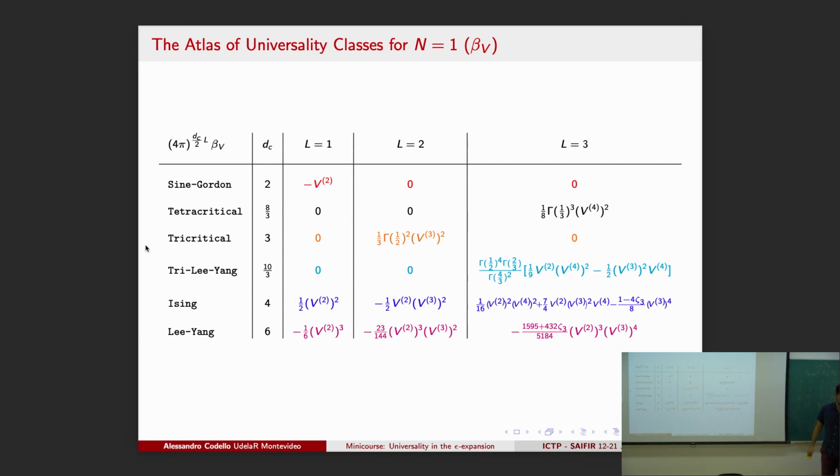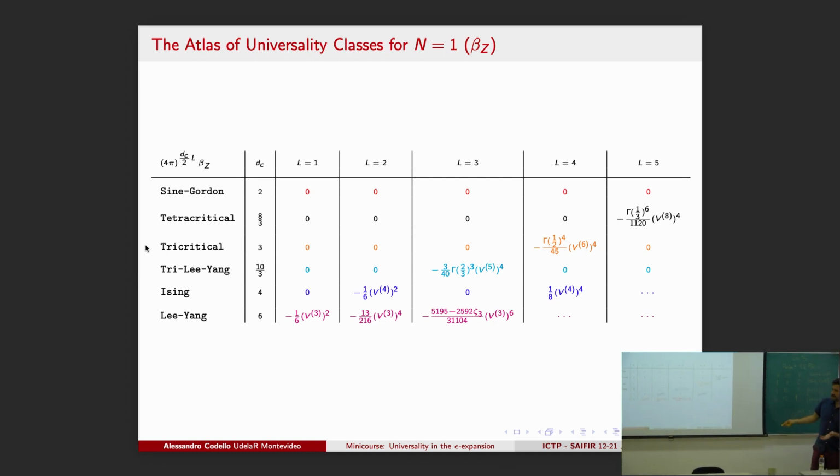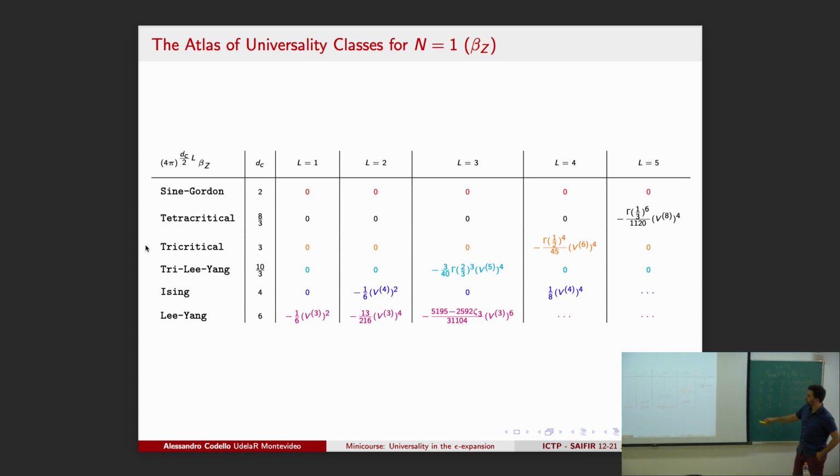Okay, this is the zeta. This is the table for beta V, and this is the table for beta zeta. Okay. So having this means that we have all the RG information for a given theory. Okay. And now what we need to do is to find the most convenient way to make the computation.